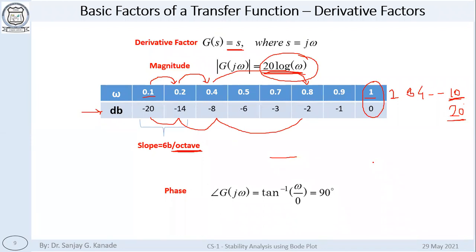Now, when you move to the phase plot, what is the phase angle of this particular derivative factor? Phase angle is tan inverse of omega upon 0, right? Tan inverse of imaginary part upon real part. Imaginary part is omega, and real part is 0. Here the value is j omega only, means tan inverse of omega upon 0. So it is 90 degrees.